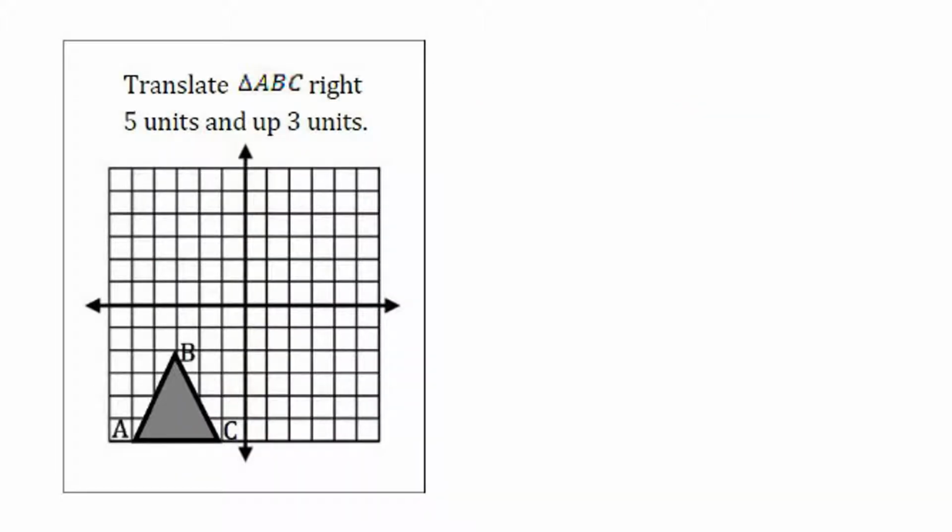All right, so in example 2 here, again, we're going to take triangle ABC and we're going to move it right 5 units and up 3 units. So if we were to start by creating that rule, using that notation, since I'm going right 5 units, it would be x plus 5. And since I'm going up 3 units, it would be y plus 3.